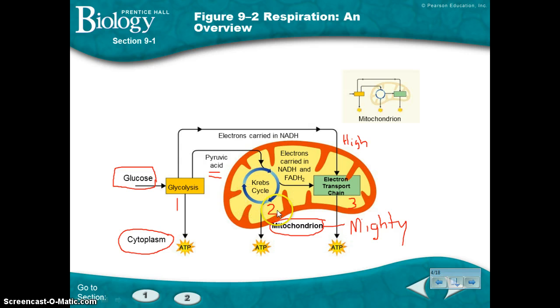These last two steps, 2 and 3, happen in the mitochondria. And as we learned on the previous slide, that's an organelle in the cell. We often refer to it as the mighty mitochondria because it's the powerhouse or the energy producer of the cell. Kind of like a big old factory that produces electricity.